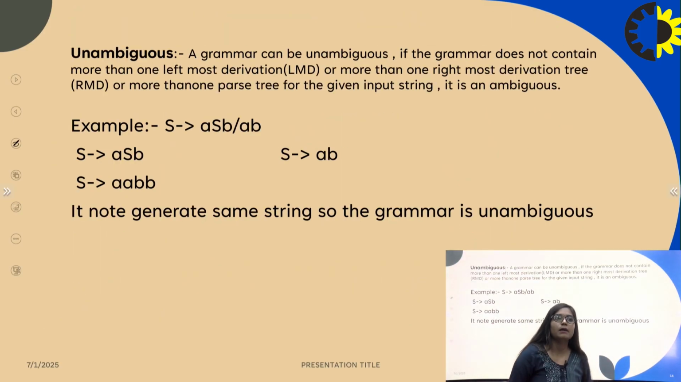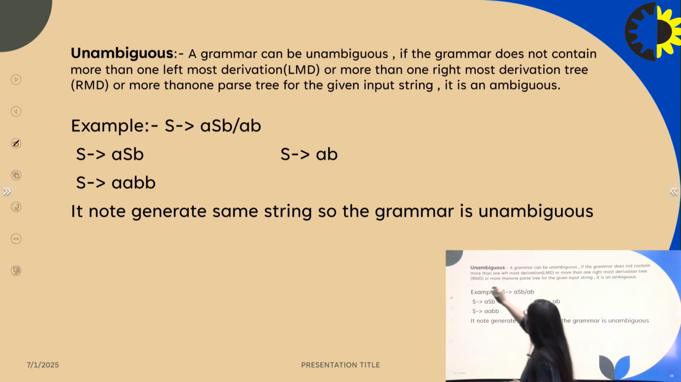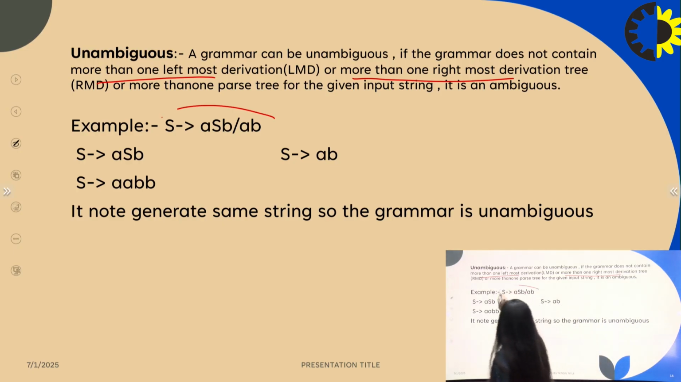Unambiguous grammar. A grammar is unambiguous if it does not contain more than one leftmost derivation tree, or more than one rightmost derivation tree, or more than one parse tree for the given input string. It is ambiguous if it can generate more than one leftmost and rightmost derivation tree. So the grammar is unambiguous, like this example.